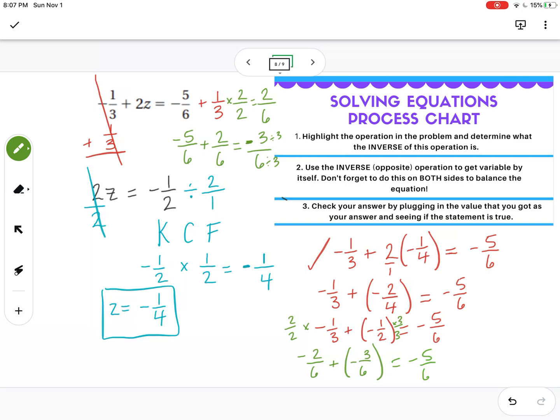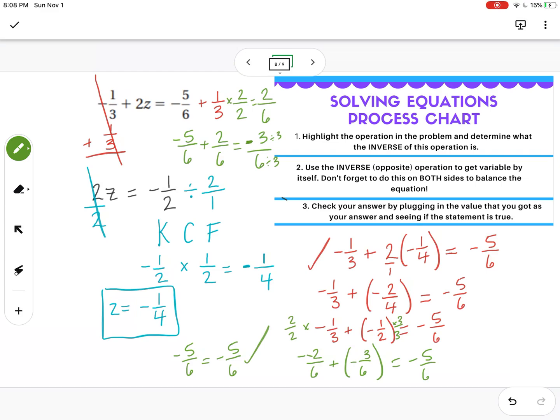Of course, negative 2 plus negative 3, same signs. So that means I would add and keep the sign, which gives me negative 5/6. So I know negative 5/6 equals negative 5/6. And we know that is true.